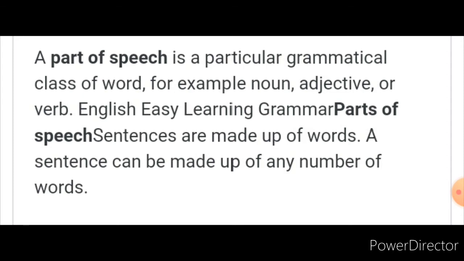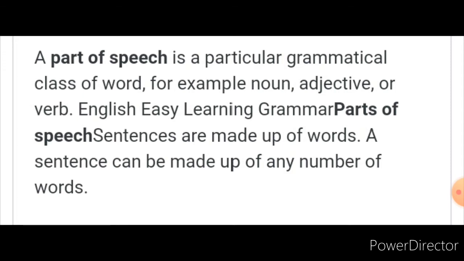So a sentence carries a noun, adjective or verb. A sentence may carry a noun, adjective or verb, or it may be an adverb also. So a group of words which gives a complete meaning is known as a sentence. A sentence may carry a noun, adjective or verb. That is known as part of speech.